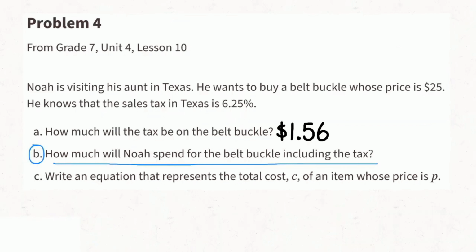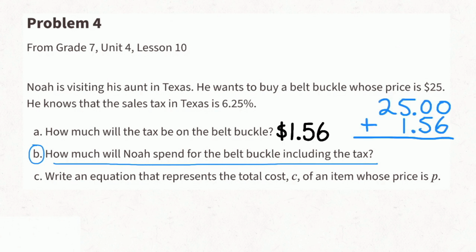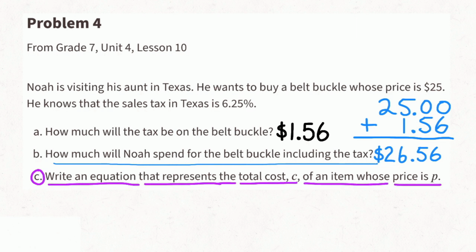B. How much will Noah spend for the belt buckle, including tax? Well, that would be the price of the belt buckle, $25, plus the tax. He would spend a total of $26.56.